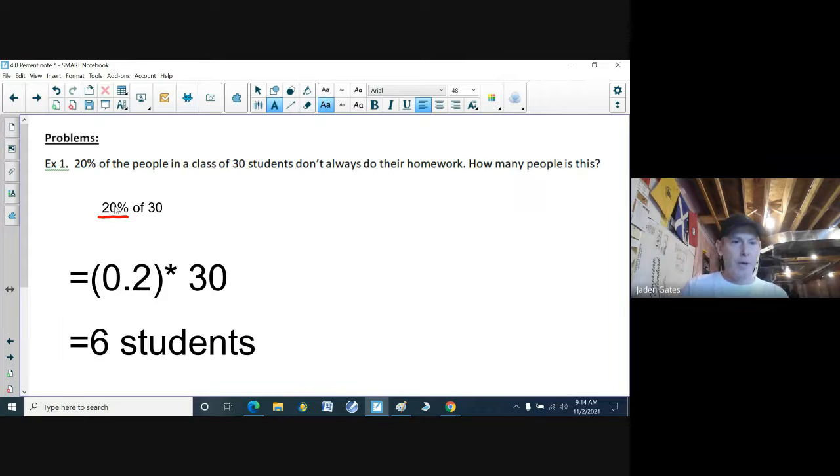Again, I took my 20% and converted it to a decimal. Of, from English to math, is multiply, and 30 is 30 in English and in math. And so 6 students don't always do their homework.